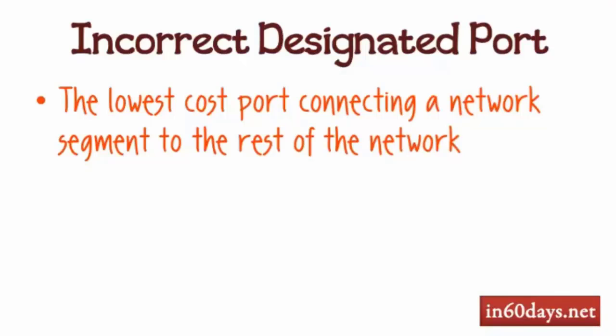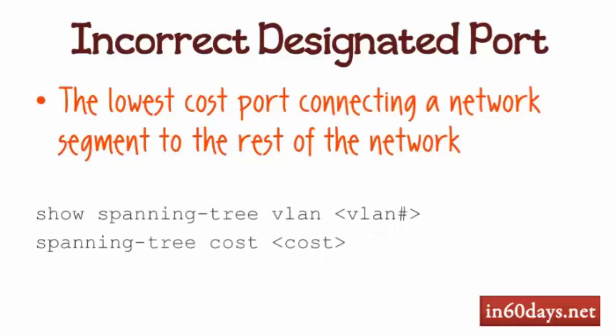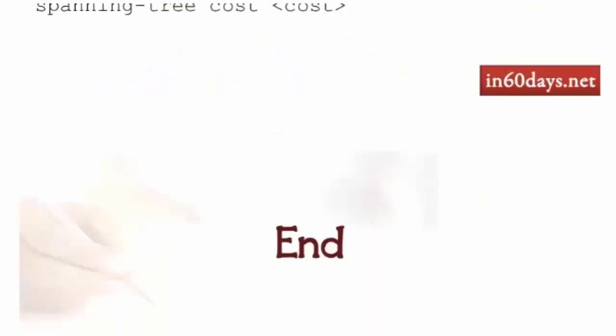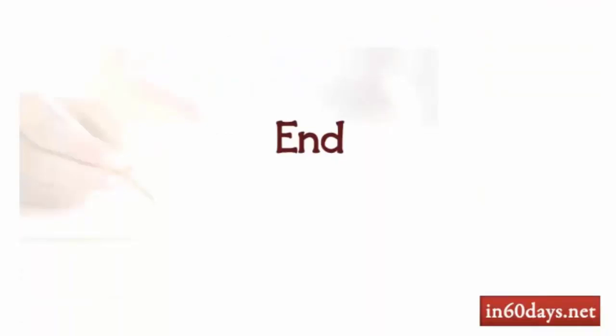Okay, incorrect designated port. Again, show spanning-tree VLAN and the VLAN number, and spanning-tree cost can be used to fix the issue. Alright, so I hope you've enjoyed it. Again, you may want to watch this a few times and take some notes, and then actually configure all this stuff and have a look at the commands on your own switches.